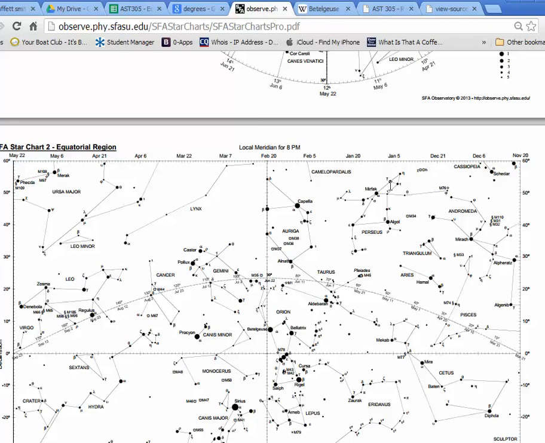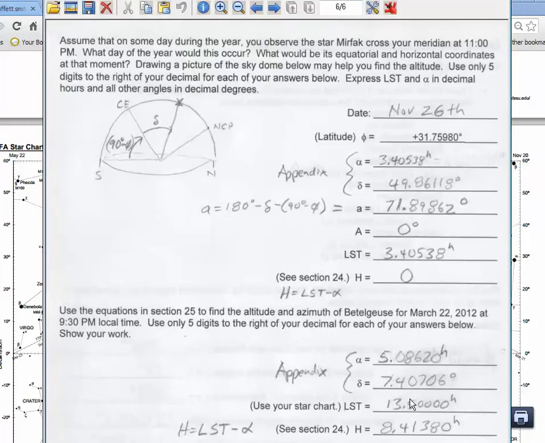Here's Mirfac right here. But if I put it on November 26, this is the meridian at 8 p.m. Here is at 9 p.m., and then 10 p.m. and 11 p.m. So that's why I knew that it was around November 26 in that case, and that's what I wrote down right here.